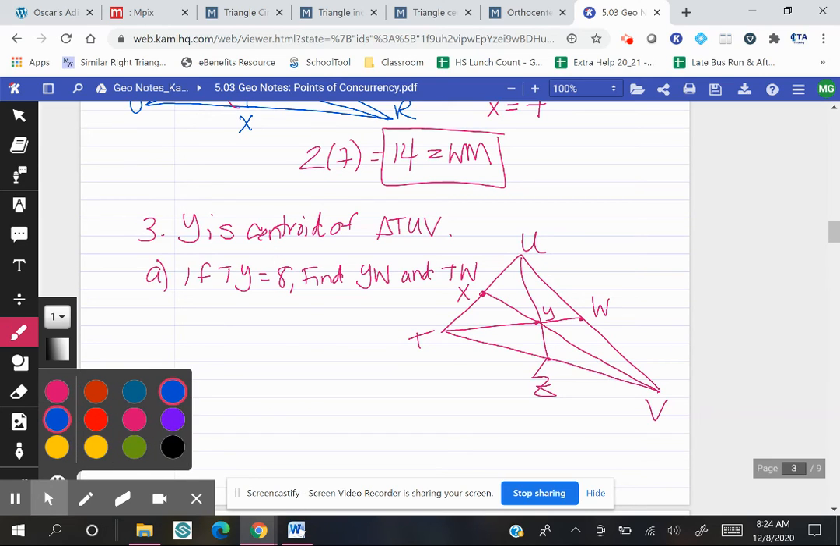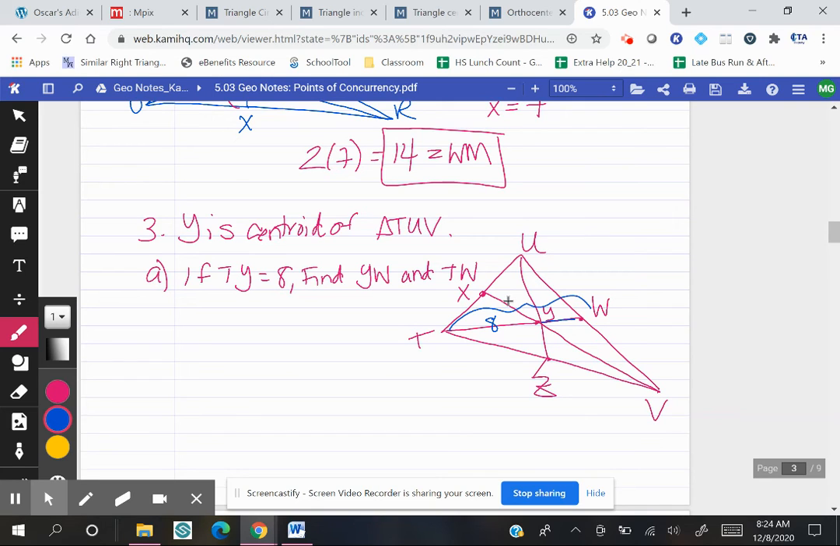Okay, pause the video here, try to label it, and see if you can do this one on your own. So TY is 8. We want to find YW and TW, the whole thing. So again, I'm going to label this as my 2x. So from the vertex to the centroid is 2x and 1x. I'm given the length of TY, which I called my 2x. So I could say 2x must equal 8. Divide by 2, x equals 4. So now if I know this is 8, this must be 4.